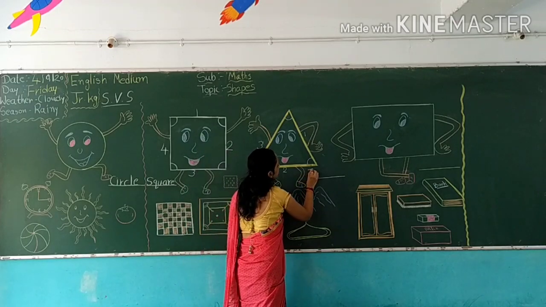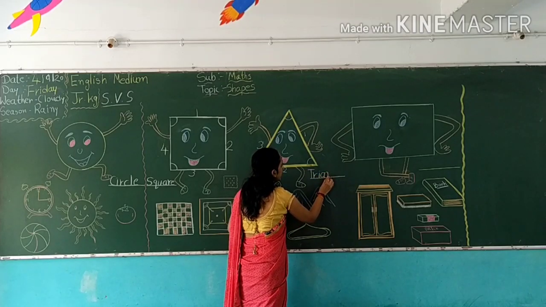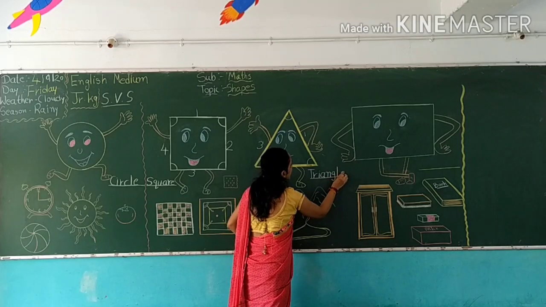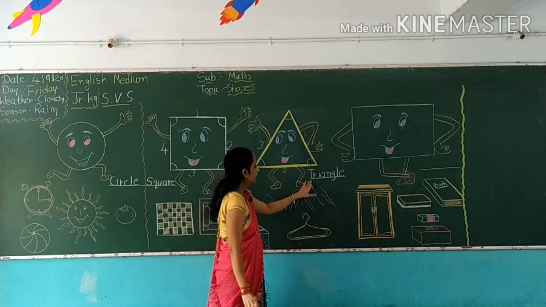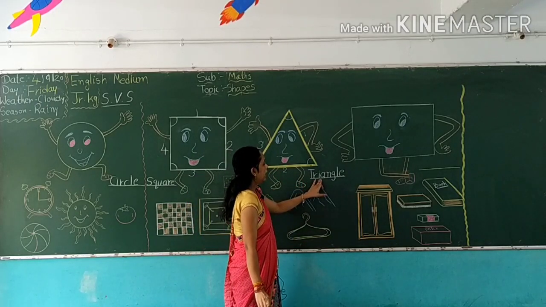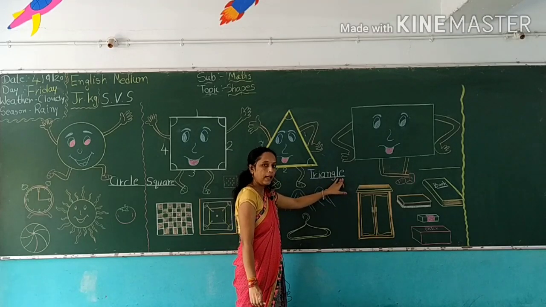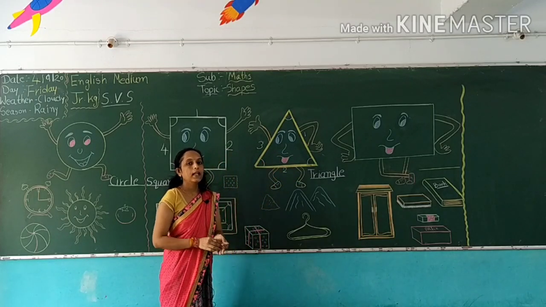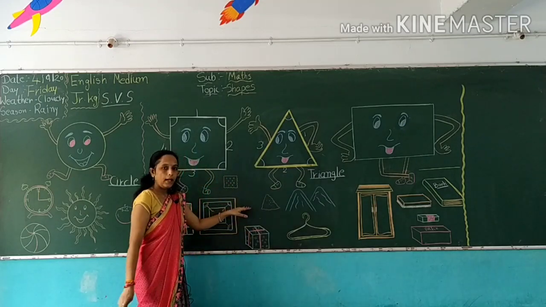Okay. T R I A N G L E. Triangle. Repeat with me again one more time. Okay. T R I A N G L E. Triangle. Which shape is this? This is a triangle. It's like a mountain. Okay. And here I drawn some examples.